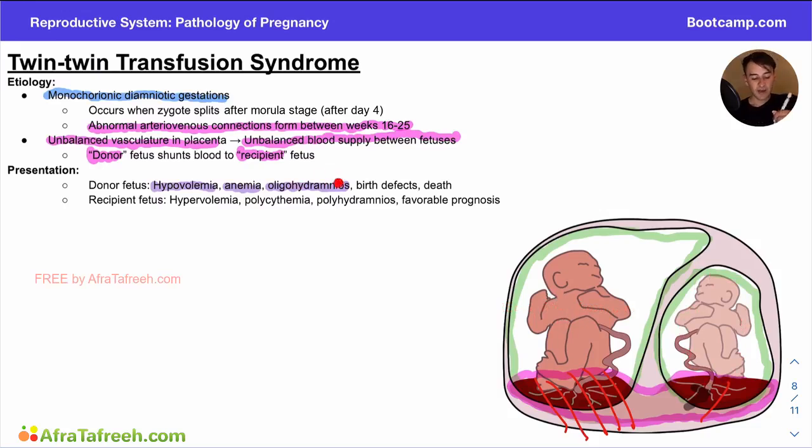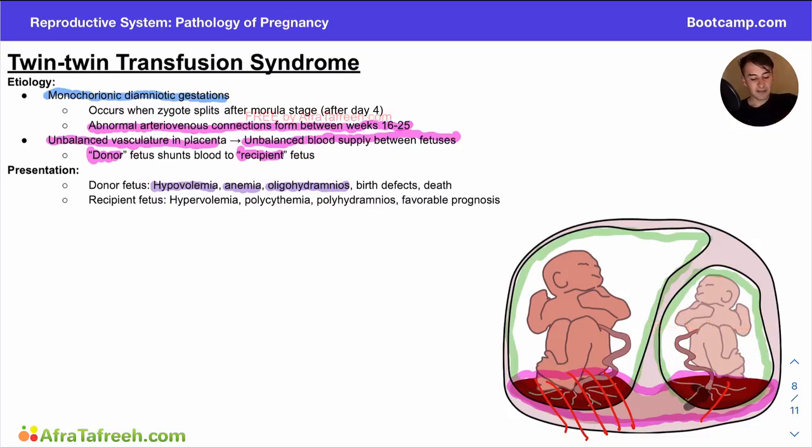And then finally, oligohydramnios makes sense, right? Because if we're not getting enough blood, that's going to reduce the amount of blood going to the kidneys. That's going to reduce urine output. And we know that the amniotic fluid is all due to urine output from the fetus, and so we expect to see oligohydramnios in our donor fetus.